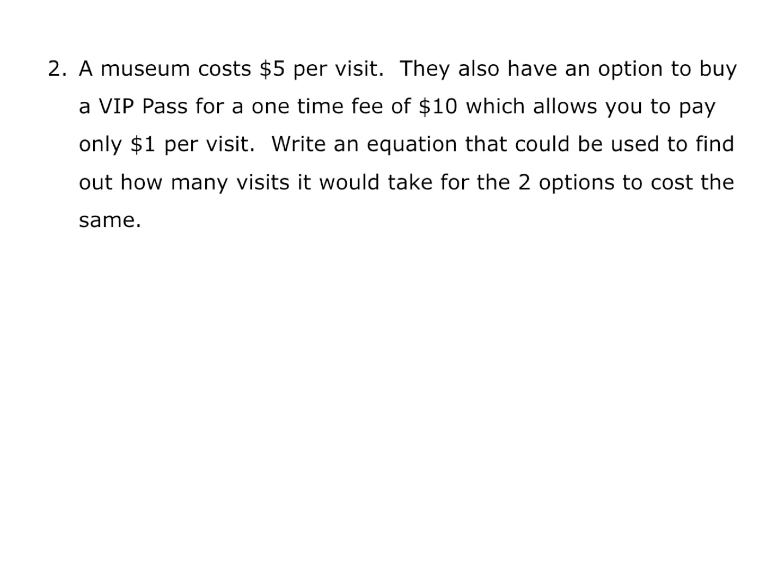Number 2's comparing two options to visit a museum, and we want to know how long it'll take for these two options to cost the same. Let's go ahead and create our equation. Our options are a regular visit or VIP. Those are our two options, and that's going to be our word comparison. A regular visit to the museum costs $5 per visit. That keyword of per means it's 5 times X, the number of visits that you take.